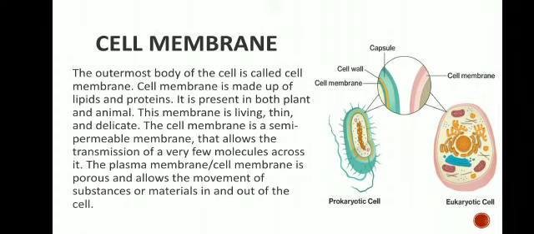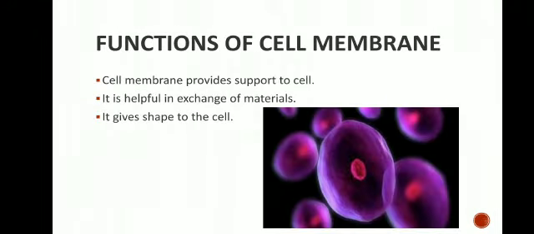The plasma membrane or the cell membrane is porous and allows the movement of substances or material in and out of the cell. So what is the function of a cell membrane? The cell membrane provides support to the cell. It is helpful in the exchange of materials. It gives shape to the cell.